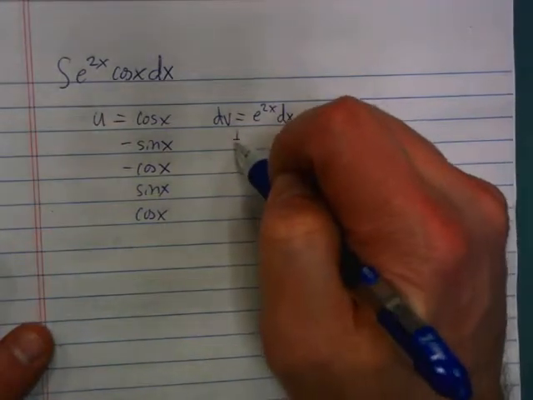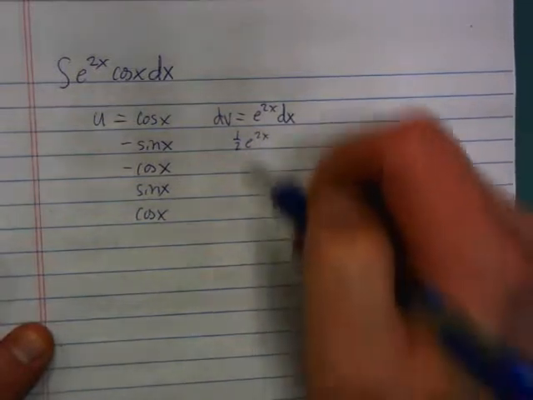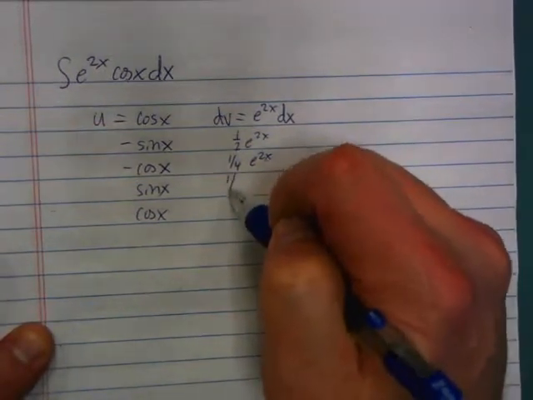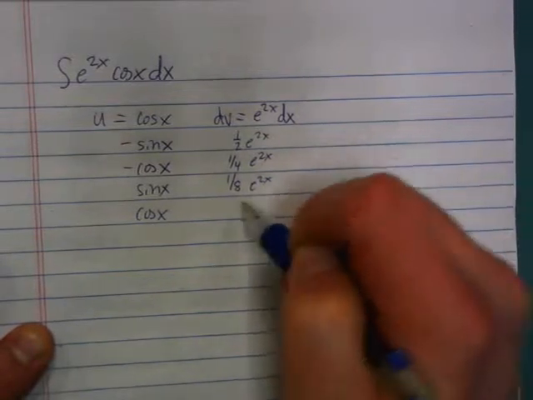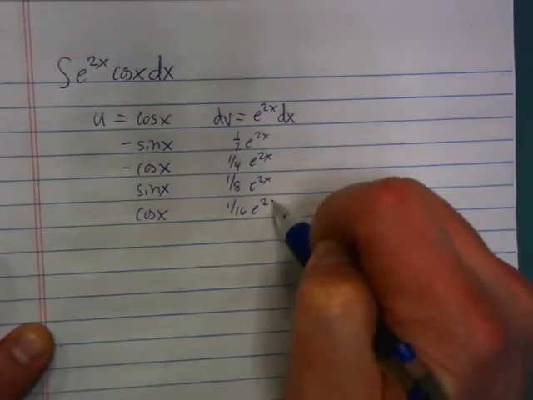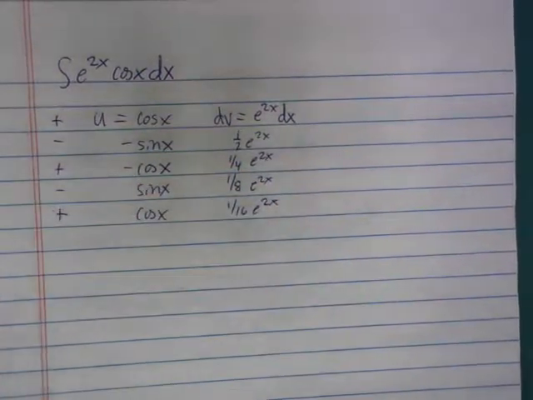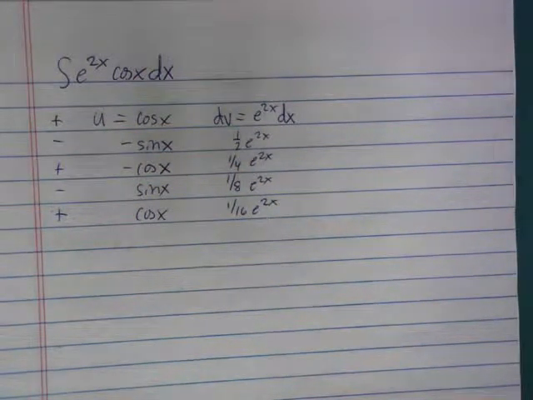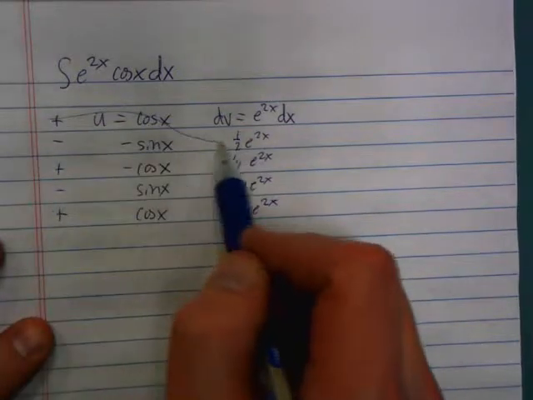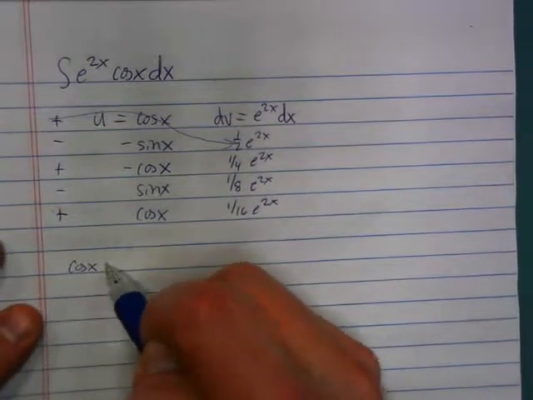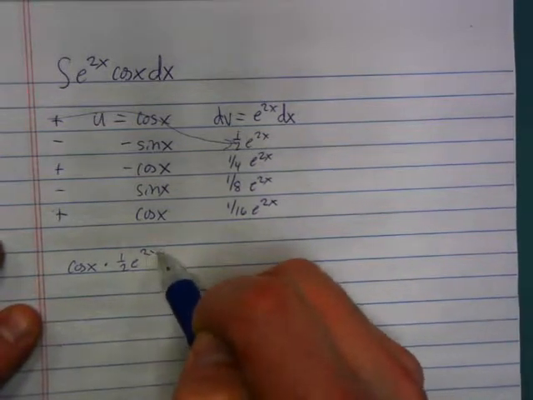We get 1/2 e to the 2x, 1/4 e to the 2x, 1/8 e to the 2x, 1/16 e to the 2x, and then plus, minus, plus, minus, plus. All right, so now the deal is, here's our first one. So our first one is cosine x times 1/2 e to the 2x.